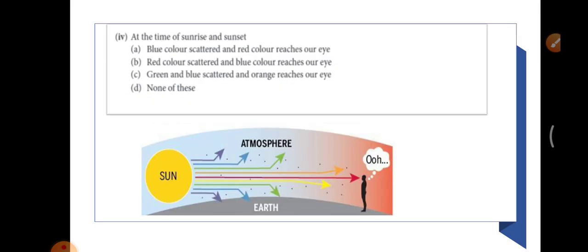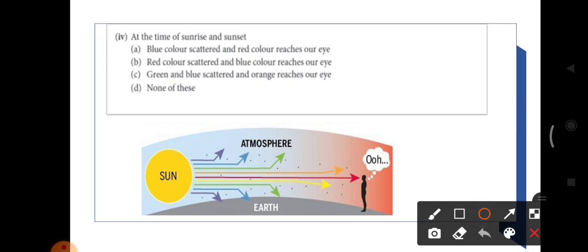The next question: at the time of sunrise and sunset, option A, blue color is scattered and red color reaches our eye. Option B, red color is scattered and blue color reaches our eye. Option C, green and blue are scattered and orange reaches our eye. Option D, none of these.